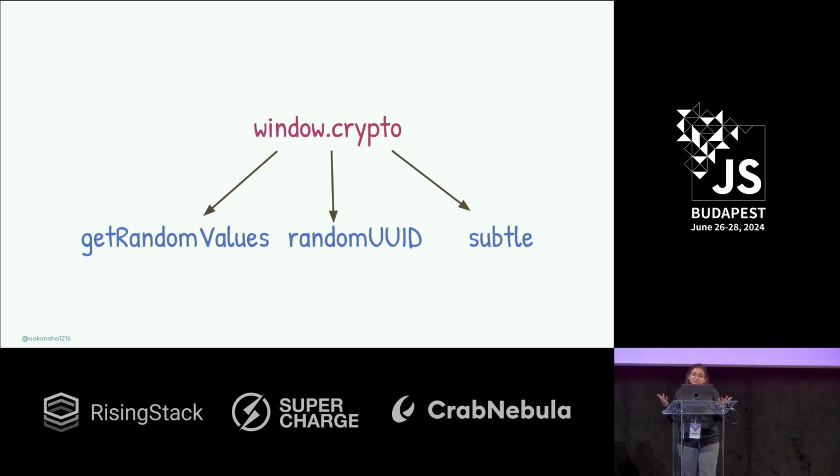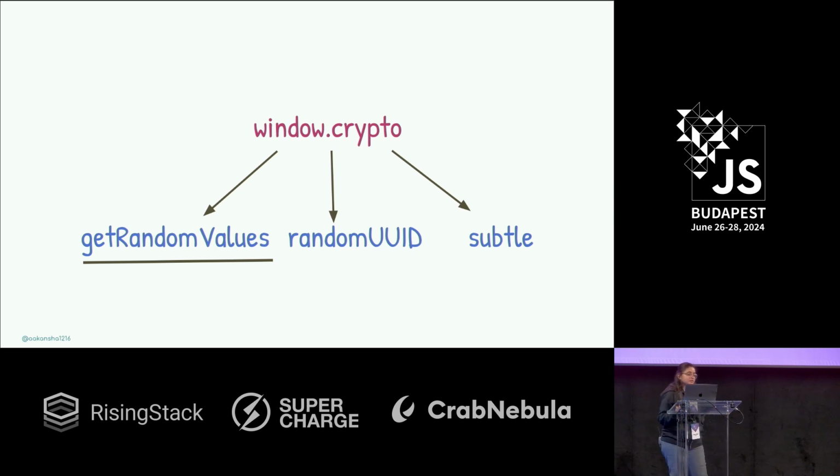The name subtle is basically because these are very low-level APIs, and they have some strict and subtle requirements which you need to satisfy to get the maximum security out of it. And all these APIs are available in secure mode, which is HTTPS, except for getRandomValues, which is also available in the non-secure mode.